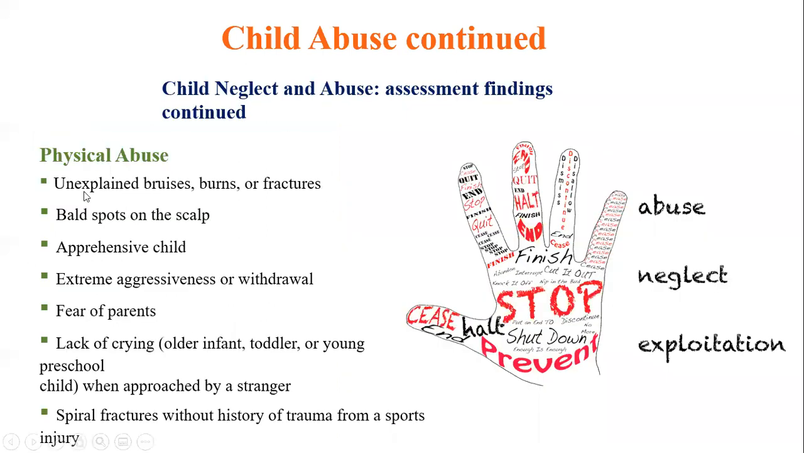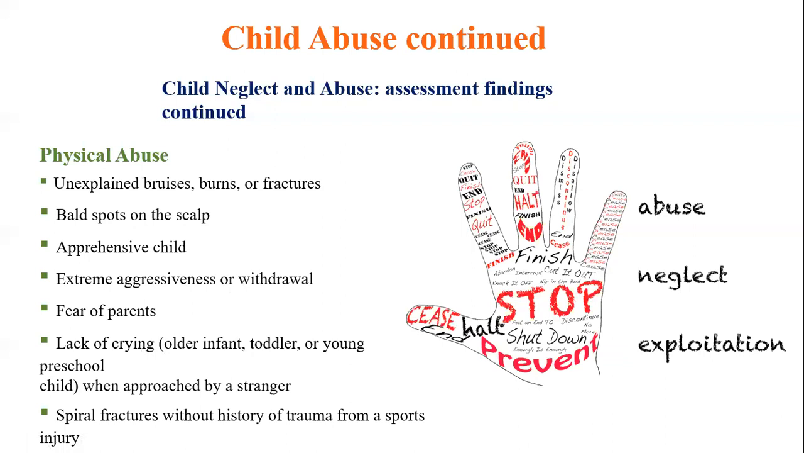And next here, physical abuse: unexplained bruise, burn, fracture. So if a baby goes to school and during play, football or soccer, breaks the legs, it is normal. But if anybody says broken ribs or any kind of bruising or spot in the buttock, it means abuse, right? Like a bald spot on the skull, apprehensive child, extreme aggressiveness or withdrawal, fear of parents, lack of crying, or fracture without history.